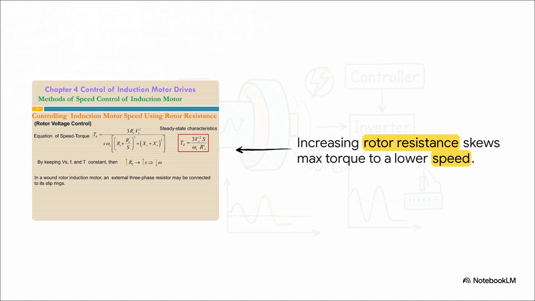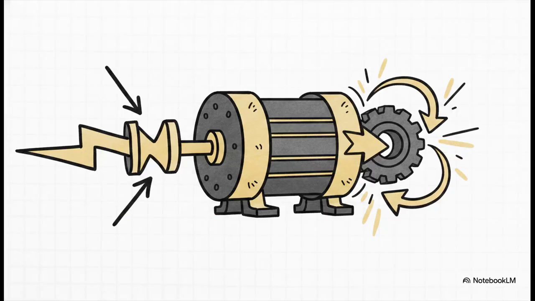So by just keeping the voltage and frequency constant and turning up the resistance, the motor slows down but keeps its absolute maximum physical muscle totally intact. And that brings us to starting these beasts. There are several starting methods out there, like star delta or auto transformer starters. But for phase-wound rotor motors, this exact same trick, adding external resistance, is literally the secret to getting them going from a dead stop.